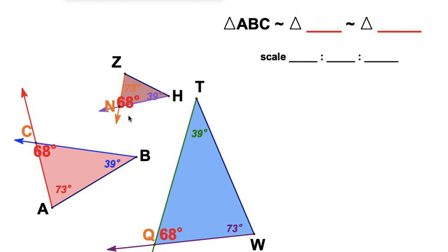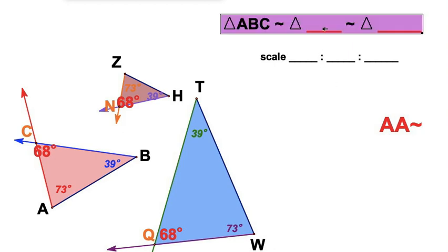Now, that gives us a property that's unique to triangles. And this property is called Angle Angle Similarity. So the triangle ABC, follow the angles, the 73, the 39, the 68. ABC is similar to W, T, Q. And it's also similar to Z, H, N.